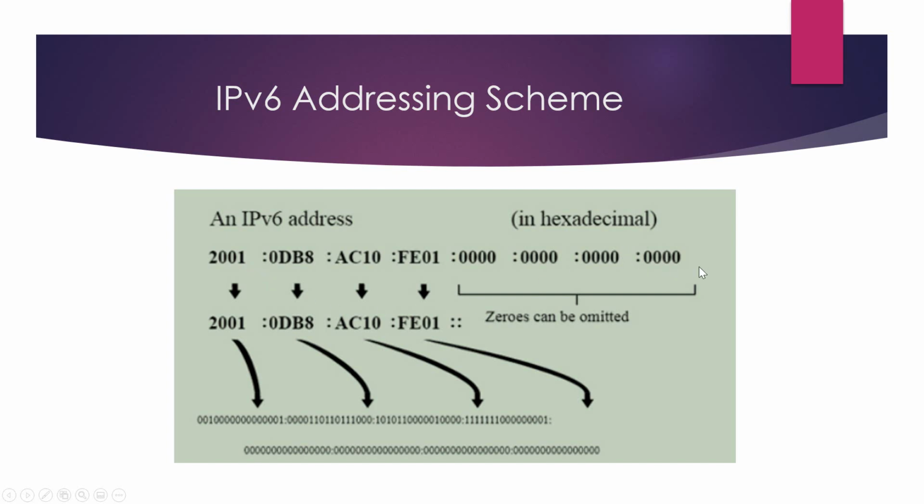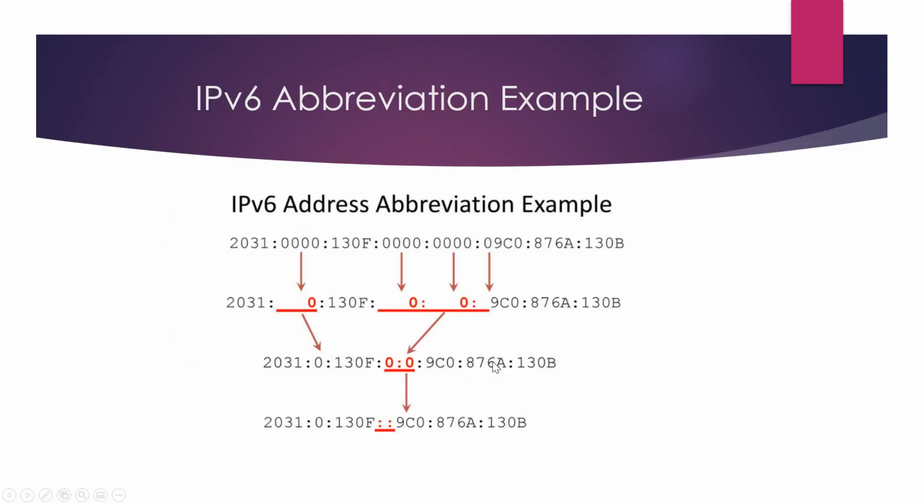When you write these numbers, if you have consecutive groups of all zeros, you can represent them by 2 colons. But you cannot use these 2 colons twice, because that will be problematic. The algorithm would not know how many groups of zeros come here and how many come there. So you can use these 2 colons only once. And then you can remove the leading zeros, so you can write it in a different way. I'm going to get to that in another section.